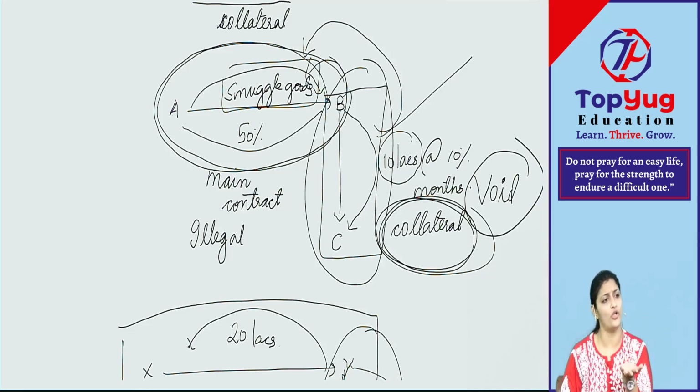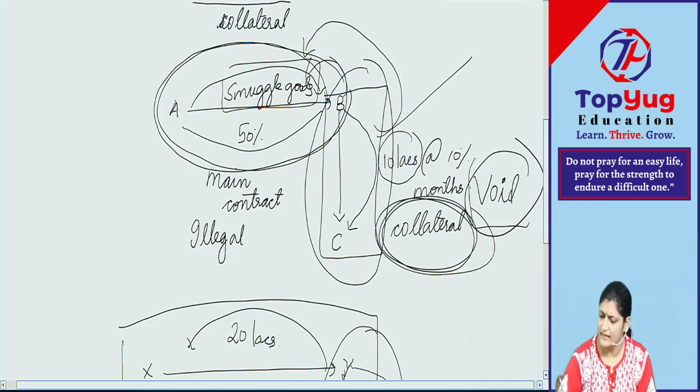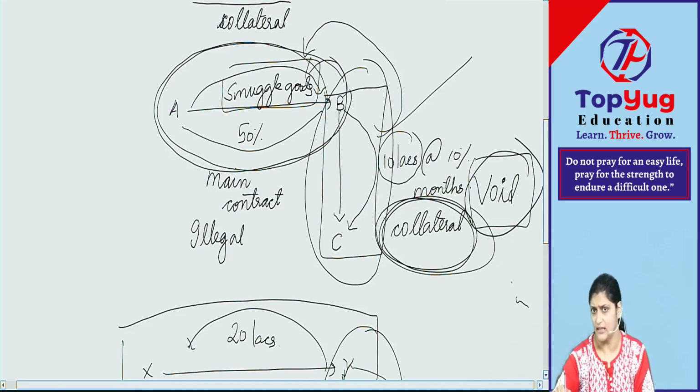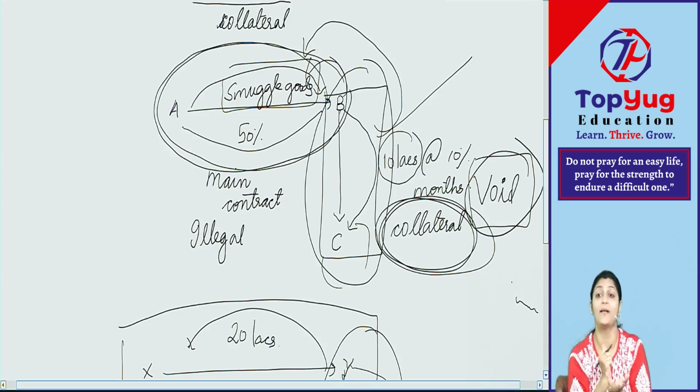When the law will not support, when the courts will not support, it is only void. They are not saying that this is also illegal. They are not going to punish C here, but they are saying that we will not support you. Now you may get a doubt. The innocent party did not know anything about smuggling. Why should he suffer? Why should he be at a loss?